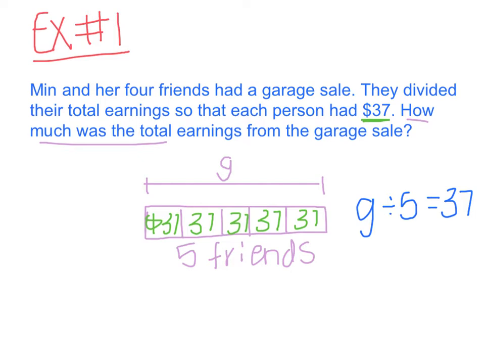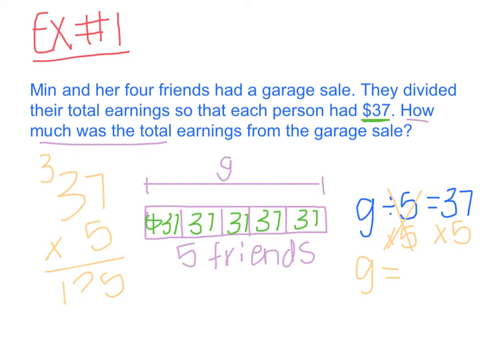So when we solve, we have to do the opposite still, so we're going to be multiplying. So multiply by 5 on both sides. This crosses itself out. So I have G equals 37 times 5. So 7 times 5 is 35. Carry the 3. 3 times 5 is 15. Plus 3 more is 18. So the answer is $185. That's how much they earned at the garage sale.